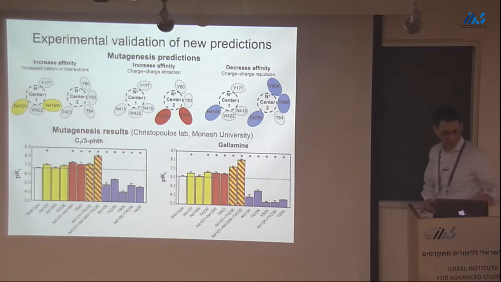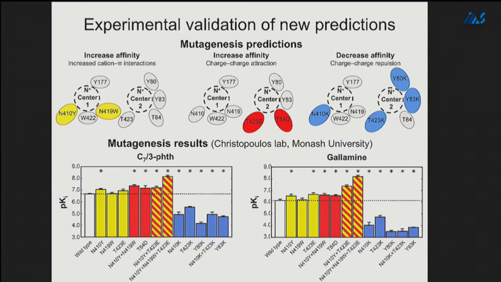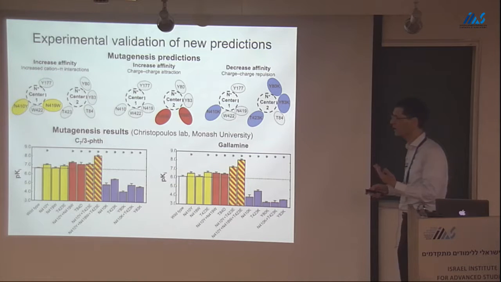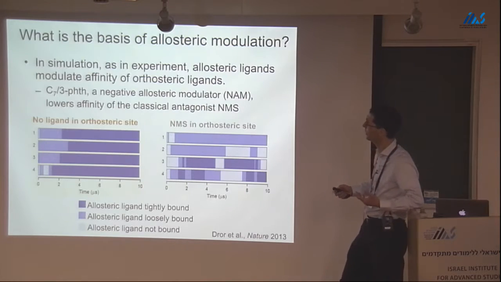Okay, so bottom line is that we're reasonably confident about the bound poses of these modulators, which interestingly were different from guesses that were in the literature previously from earlier modeling studies. But what I haven't addressed yet, and actually what I find the most interesting part of this study, is the structural basis of allosteric modulation.